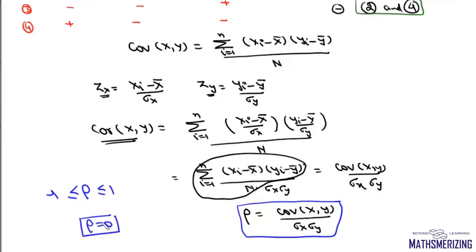Now if the coefficient of correlation is 0, what does that imply? Does that imply there is no relationship between x and y? No. Coefficient of correlation doesn't test the relationship between x and y. It simply tests the linear relationship between x and y. So if we say rho is 0, it simply means that there is no linear relationship between x and y. These x and y may be related, but they do not have a linear relationship.